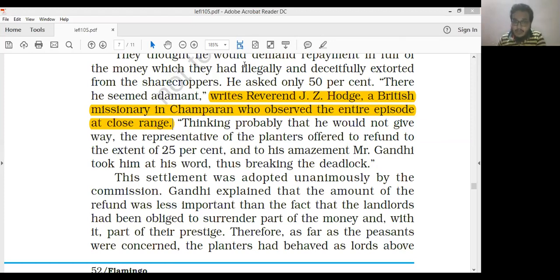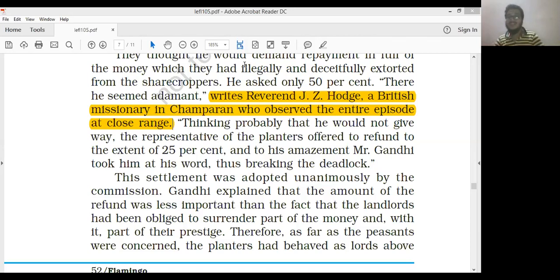Thus breaking the deadlock. Some suspense was there for them. He accepted 25%, and some clause was there. What was the clause? Let's see, students. This settlement was adopted unanimously by the commission. Gandhi explained that the amount of the refund was less important than the fact that the landlords had been obliged to surrender part of the money and with it part of their prestige.